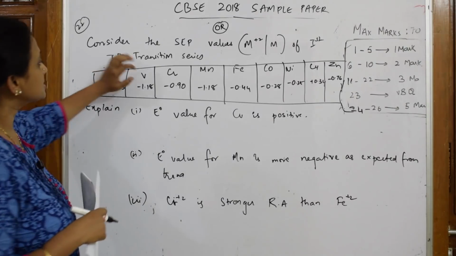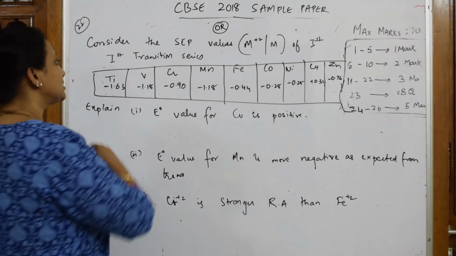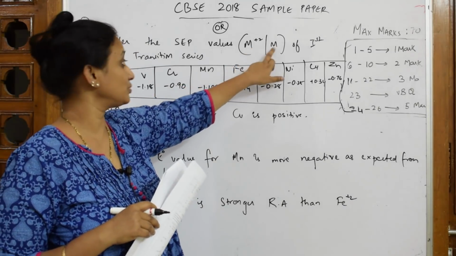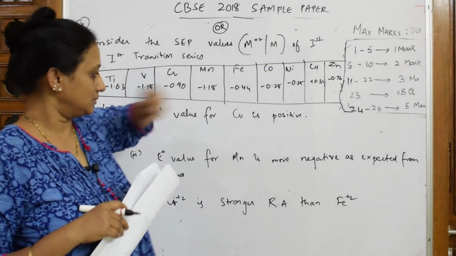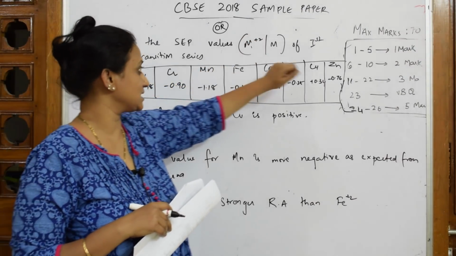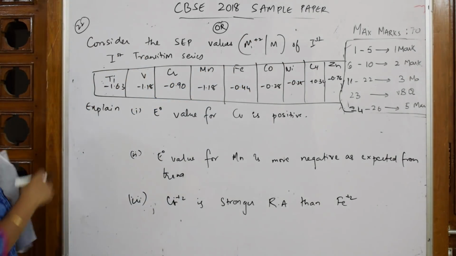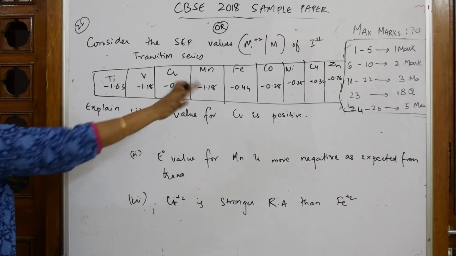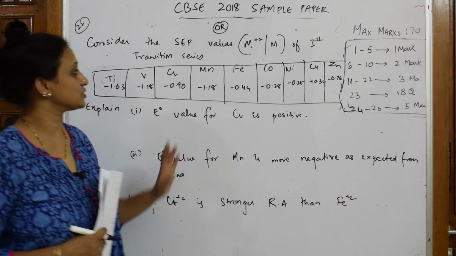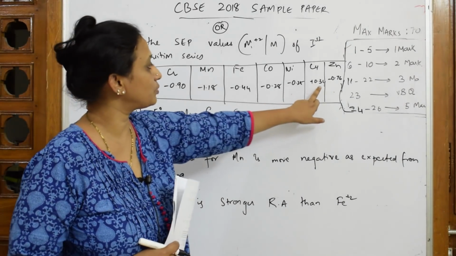Consider the standard SEP, meaning standard electrode potential values of M plus 2 to M of the first transition series. Okay, that means here they've given us the loss of electrons. They've given you electrode potential values. Now explain why the E0 value for copper is positive. Why is copper having a positive value?